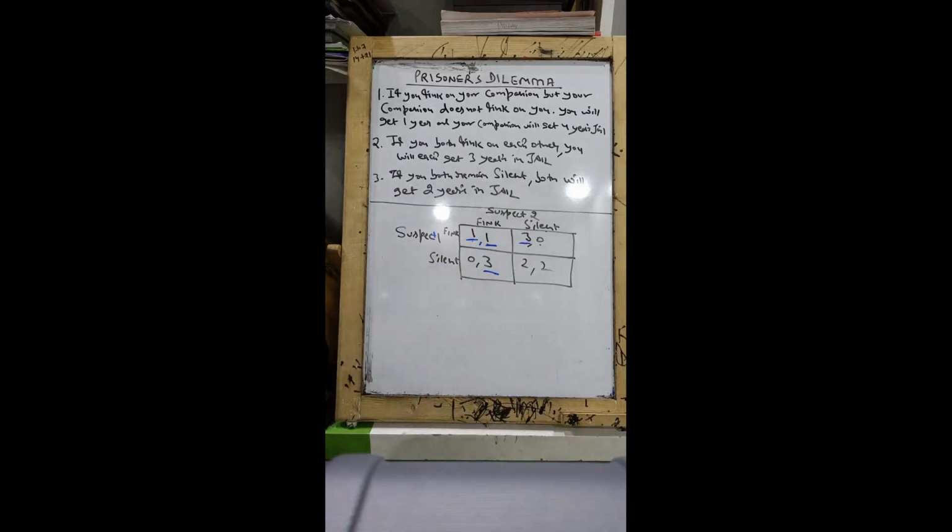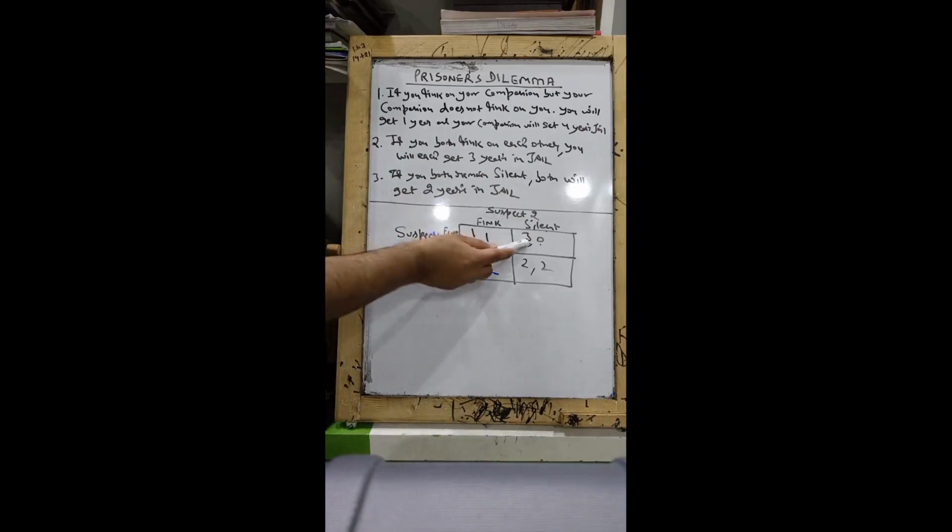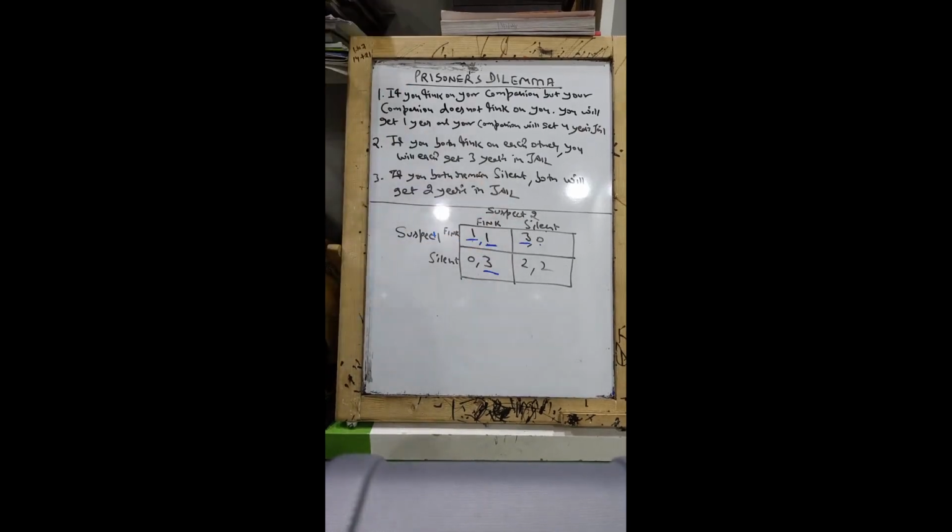So I'm going to again revise that for you. Suppose suspect 1 thinks that suspect 2 is going to think. So suspect 1 has 2 options, think or silent. If he thinks, 1 year of freedom. If he remains silent, 0. So think. Suppose suspect 1 thinks that suspect 2 is going to remain silent. Suspect 1 has to choose either to think or to remain silent. If he thinks, 3. If he remains silent, 2. It makes sense to think. So you must have observed one thing here, that whether suspect 2 is thinking or remaining silent, suspect 1 is going for thinking. This is called dominant strategy.